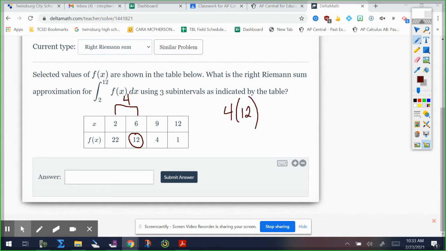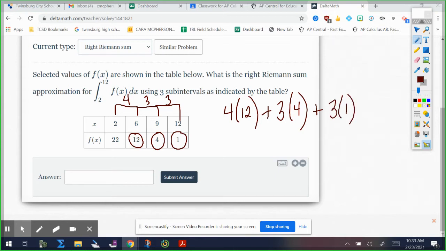My next rectangle, you'll notice it's not the same width. It goes from 6 to 9. That's 3 wide, but I'm using the right side of it to get the height. So it's going to be 3 wide by 4 high. And then my last rectangle is still 3 wide, the same width as the last one, but I'm using the right side to get the height, so 3 times 1.